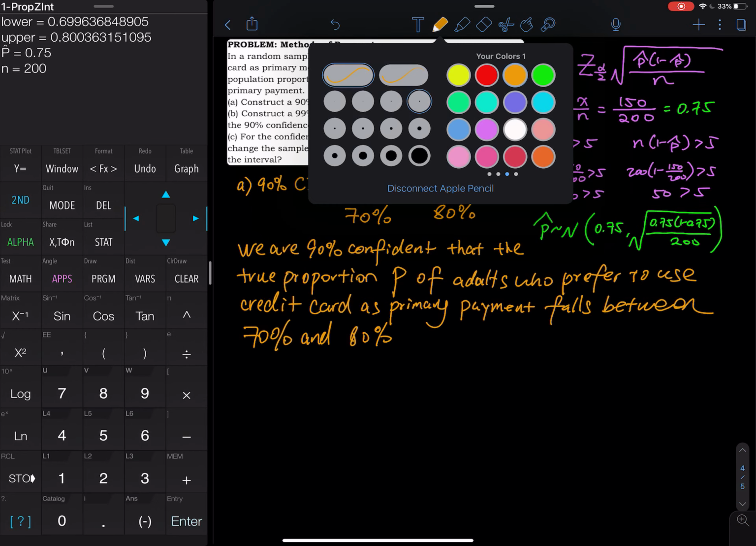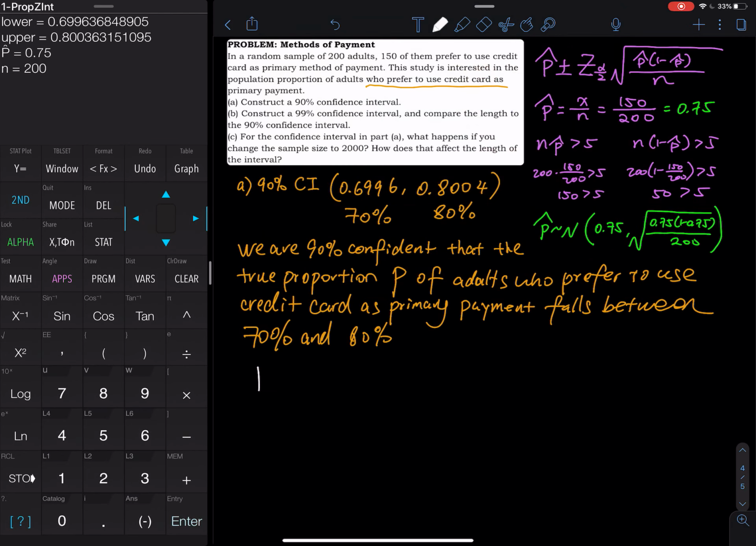So what does that mean? Let's make the language simple. That means we don't know what the population proportion is. Confidence interval is a method of inference. Inference means we are trying to guess what the true proportion is. And then we are 90% confident that the true proportion P falls between 70% and 80%. So that's how we interpret this problem using simple language.